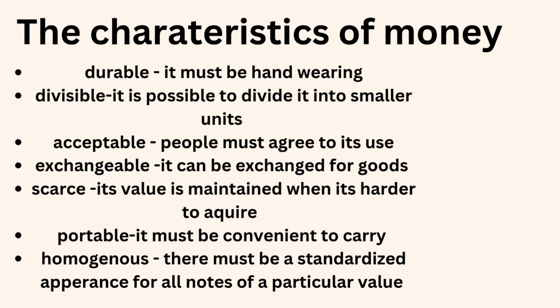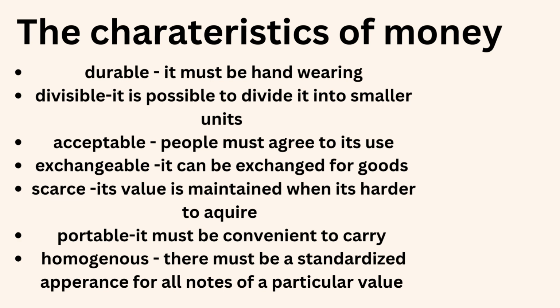The characteristics of money are: durable. It must be hard-wearing, able to last long. Divisible. It is possible to divide it into smaller units. Acceptable. People must agree to its use. Exchangeable. It can be exchanged for goods. Scarce. Its value is maintained when it's harder to acquire. Portable. It must be convenient to carry.